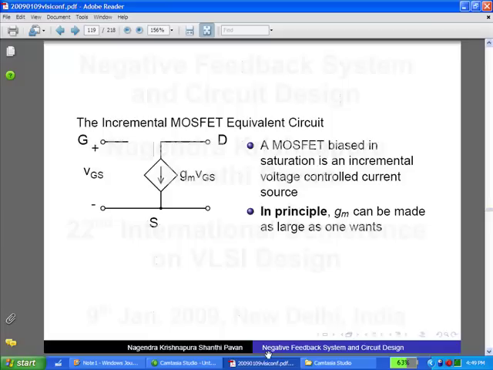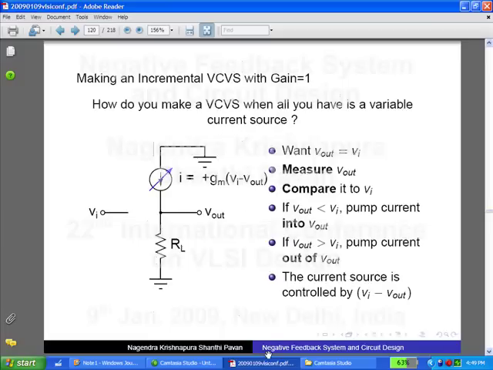So let's see how we can put this to use. In our basic circuits classes we have learned how to solve Kirchhoff's equations with linear elements, where the linear elements are basically R, L, C and the 4 controlled sources, VCVS, VCCS, CCVS and CCCS. So our attempt, once we understand what a transistor is, is to start making the 4 controlled sources, correct? So let's start with making a voltage controlled voltage source with a gain of 1.